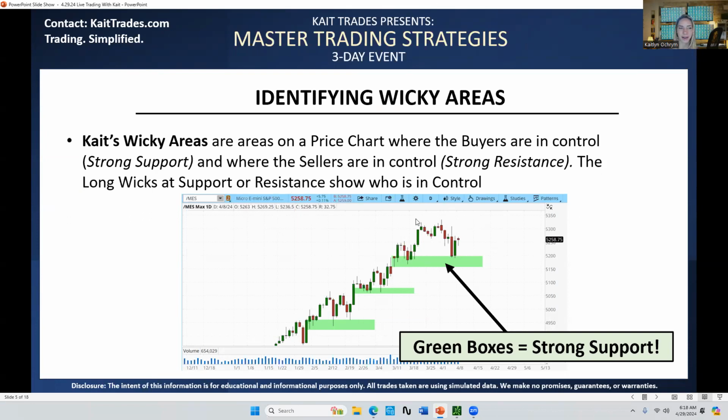So this can be used on the higher time frames, the lower time frames. I like using it on the higher time frames to start, and then zooming into the smaller time frames to find the entry points. Here you can see a couple areas where price rallied off of the green boxes, which show strong support. And what's inside those green boxes are those long wicks on the bottom side, showing that the buyers are in control.